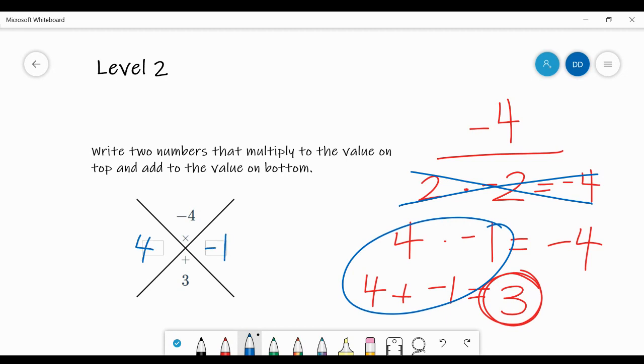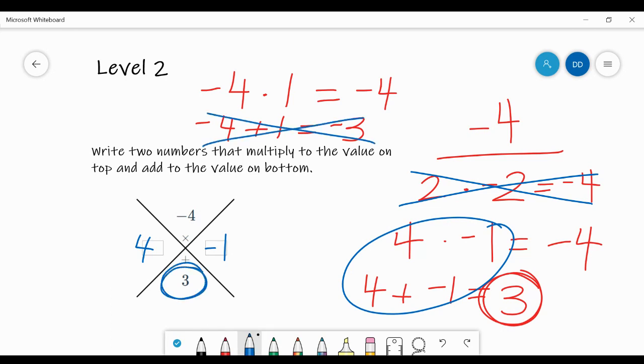Now it's different. Say you have, and I'm going to put it at the top, say you have -4 and 1. When you multiply those, you get -4. But when you add those, you have to keep the sign of the larger number. That would be -3. We don't want that. We need a +3. This is a +3. So that's why this combination works and this one doesn't. So we don't want that.